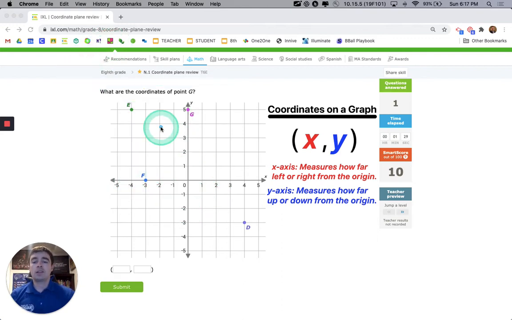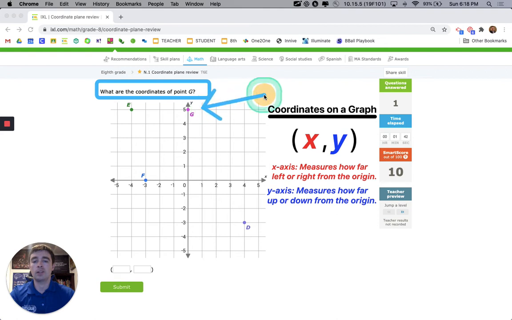Okay, the next question says, and we'll put a new box around it this time in blue, it says what are the coordinates of point G? And here we first need to identify point G. This is a little trickier. It's sitting right on the y-axis. I'll go ahead and draw a little arrow to this point G right here on the y-axis.